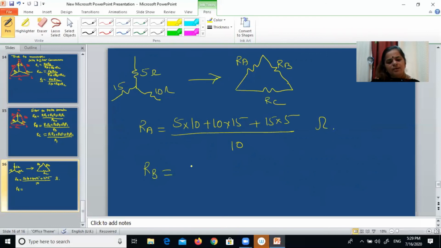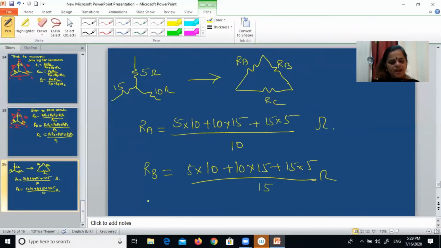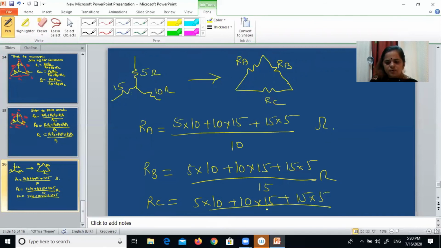Similarly, RB, 5 into 10 plus 10 into 15 plus 15 into 5 divided by, what is the opposite diagonal element of RB? That is 15. Similarly, RC, that is 5 into 10 plus 10 into 15 plus 15 into 5, and the opposite diagonal element of RC is 5. So you can solve it and get the values of RA, RB, RC.